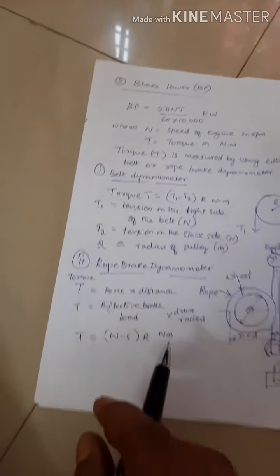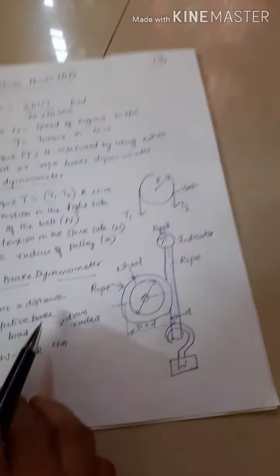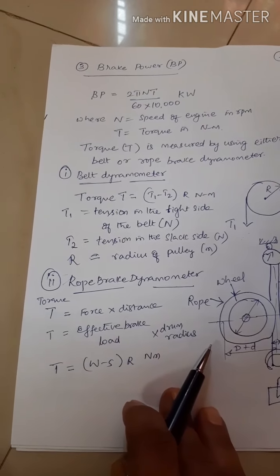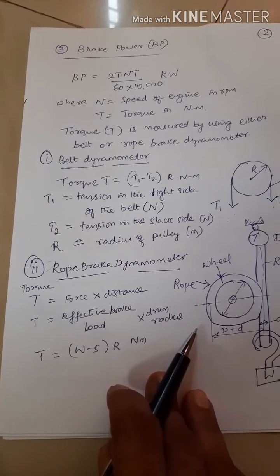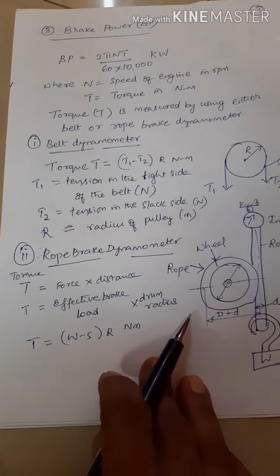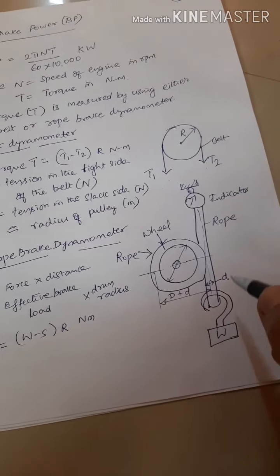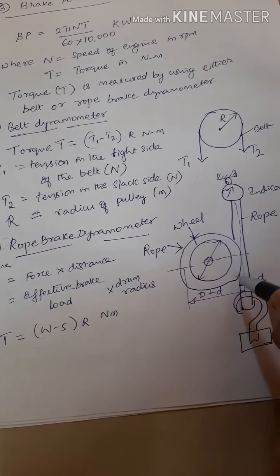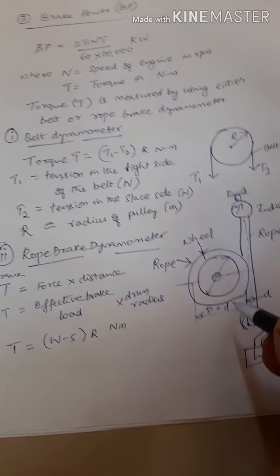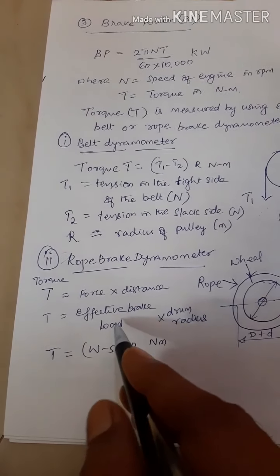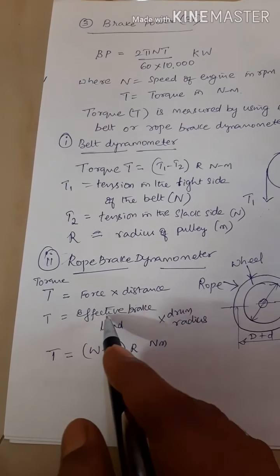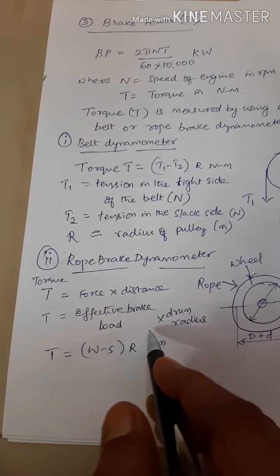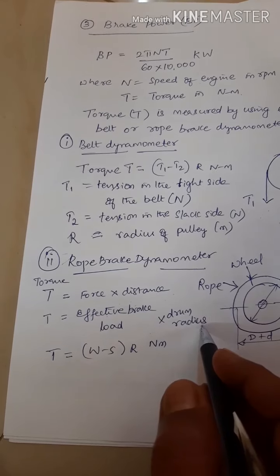Next, the rope brake dynamometer. If you use a rope brake dynamometer for the IC engine to find the brake power, the formula is different. Here it is a rope. You can see the rope is there, on a wheel, and the rope moves along with it. So torque is equal to force into distance. The force is the effective load, multiplied by the drum radius.